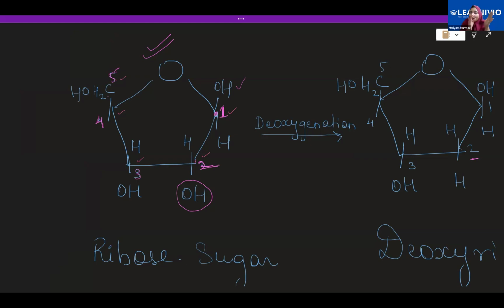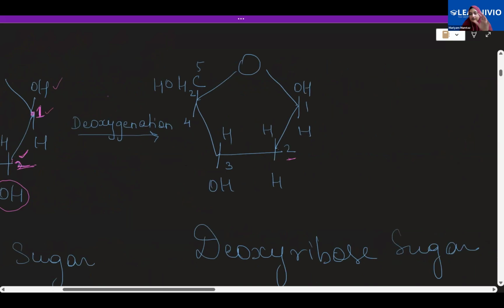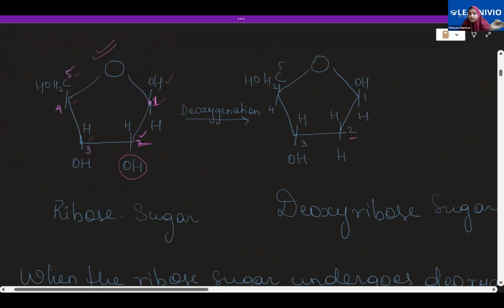Now, when this ribose sugar undergoes deoxygenation, deoxygenation means removal of oxygen, right? So removal of oxygen where? At the second position of the sugar. Then the structure becomes like this. Now, instead of this O being present here, there's only H present. Understood? So now the structure that you have is a deoxyribose sugar.